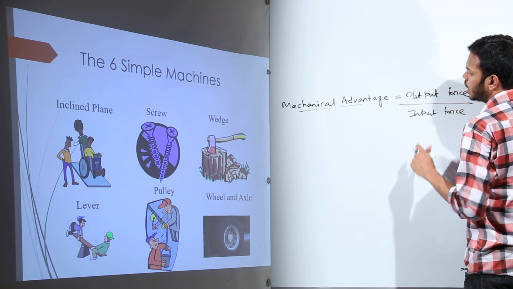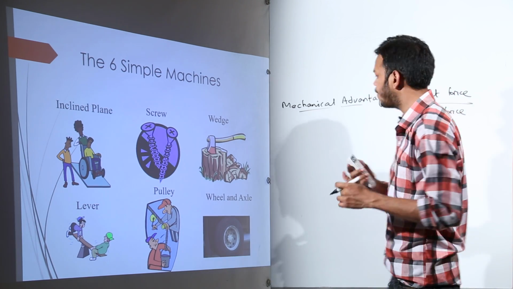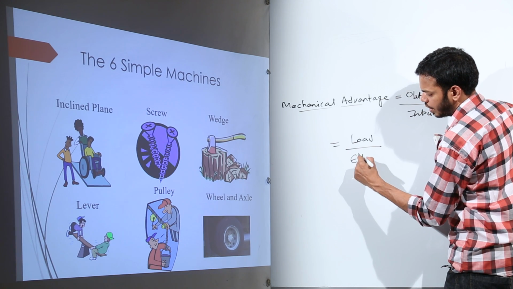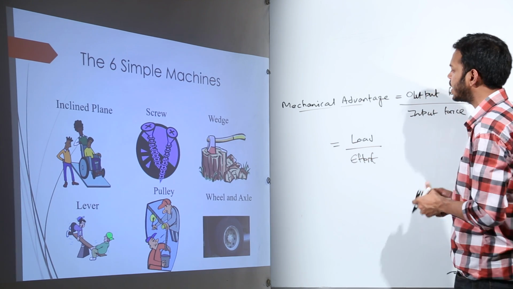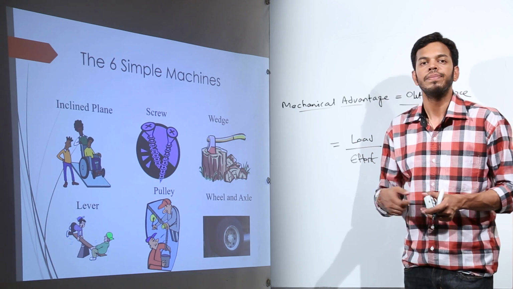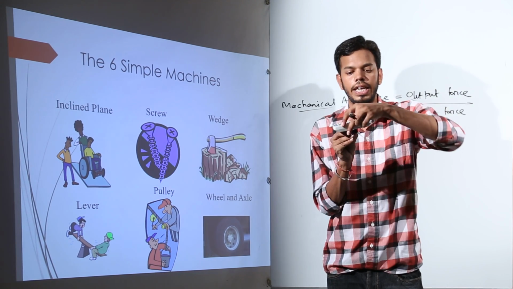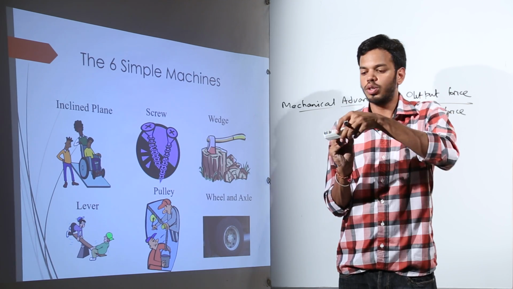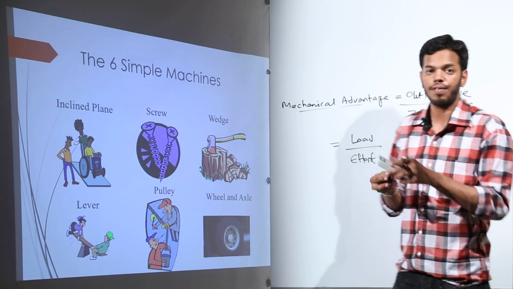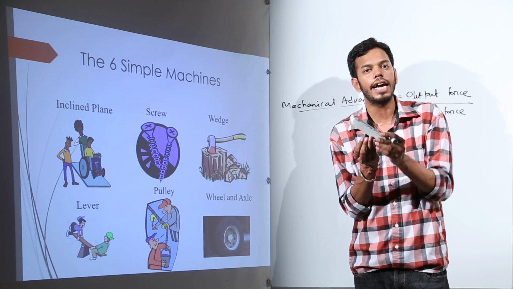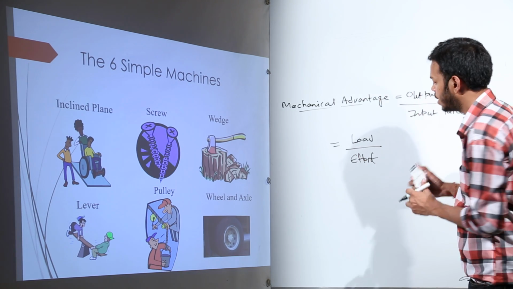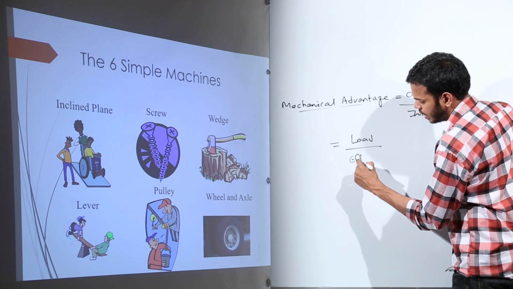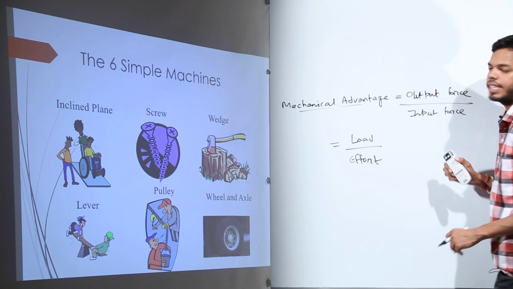Now in your books you might see this in a simpler form, which is called load upon effort. So basically load is the output force required. Suppose with a lever, this is my fulcrum, I want to pull or push some particular weight. That weight will be called load, whereas the force which I am applying on the other side of the lever will be my effort. So this is load over effort. This is the simple formula.